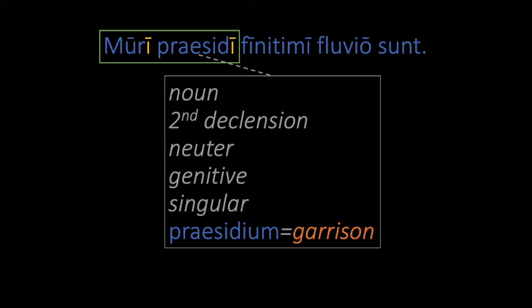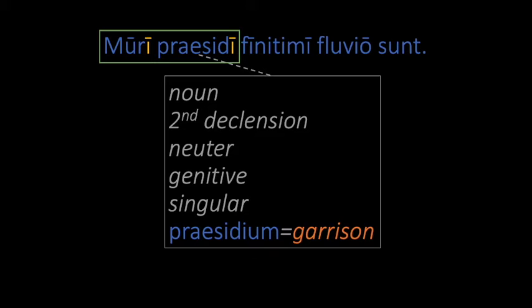There are two important things to note about this form. First, the irregular accent. Latin accent rules require that the third to last syllable be accented when the second to last is short. The genitive singular of three-syllable words ending in ius is an exception to that rule. This word is pronounced praesidi as opposed to praesidi.